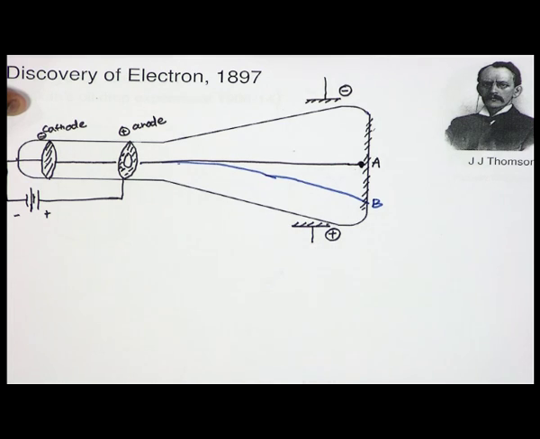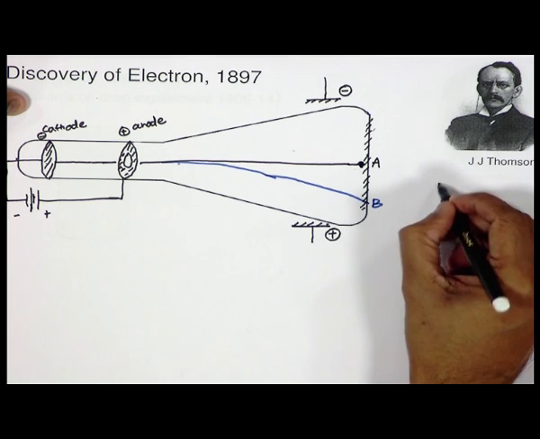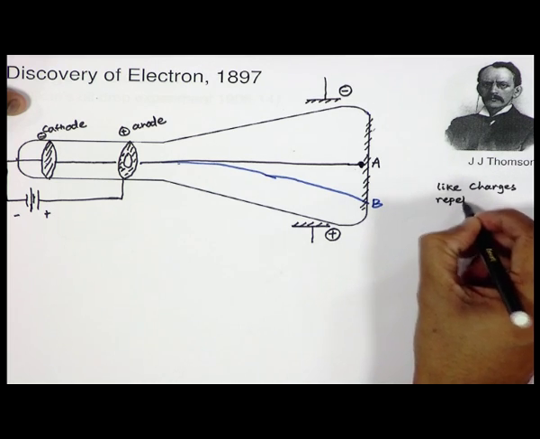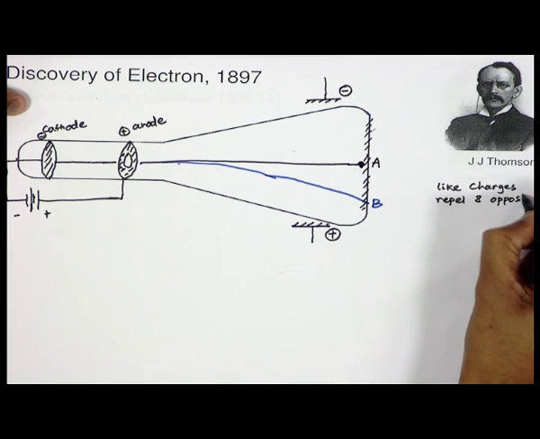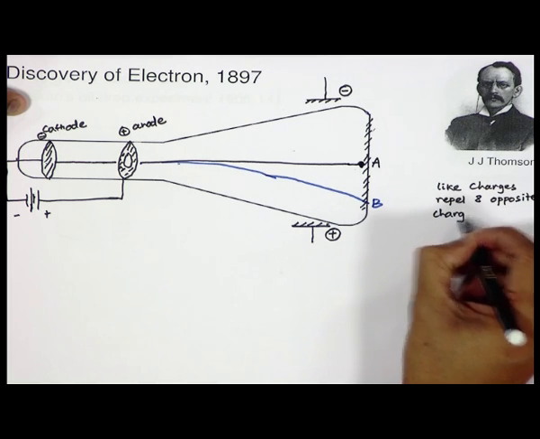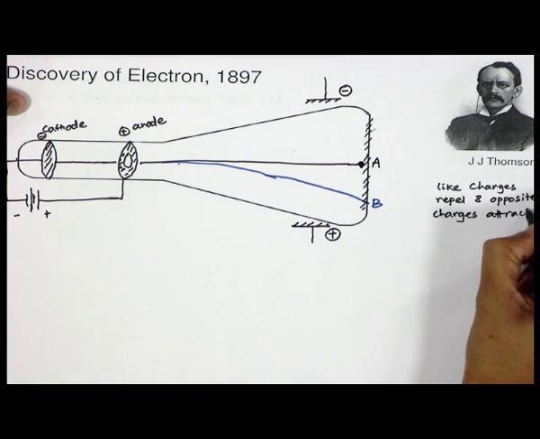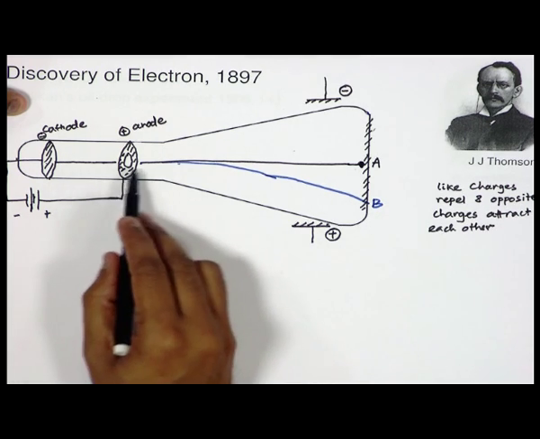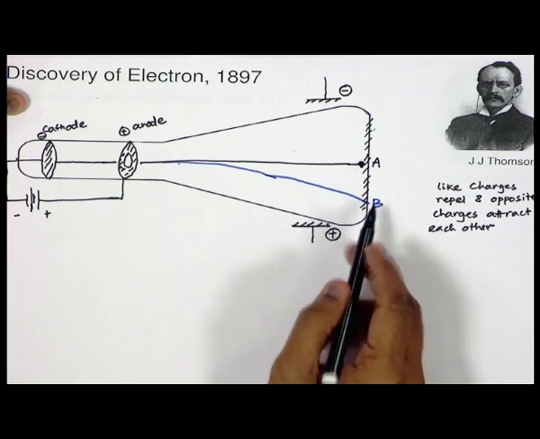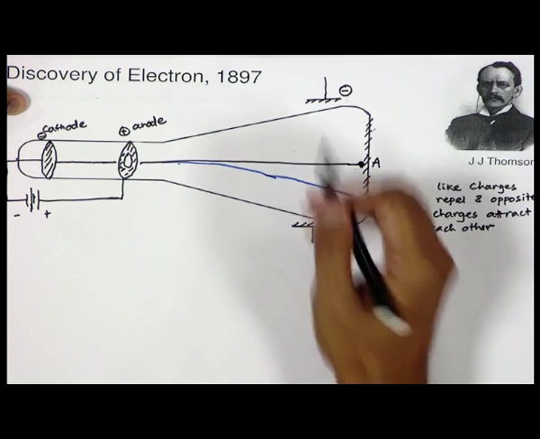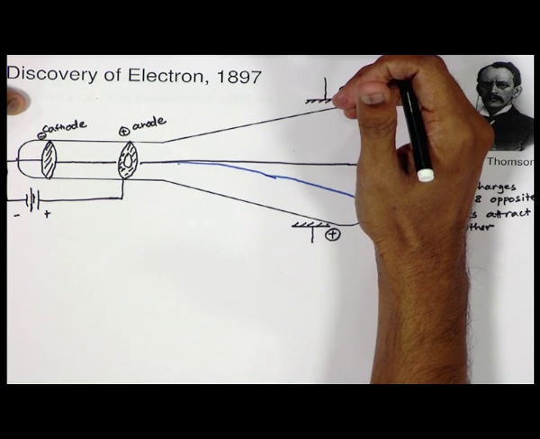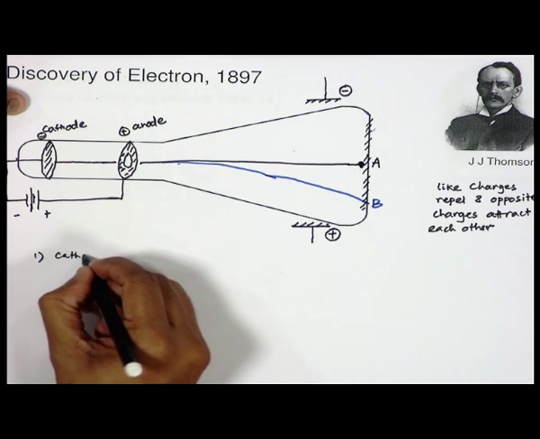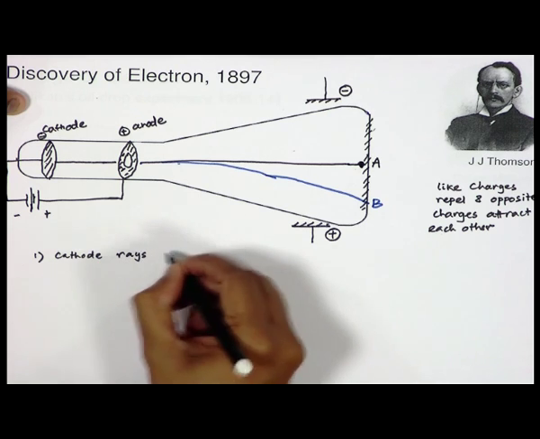We know that like charges repel each other, and opposite charges attract each other. So, what we see here is that these cathode rays are getting attracted towards the positive terminal, and they were getting repelled from the negative terminal. This suggested that these cathode rays are negatively charged.